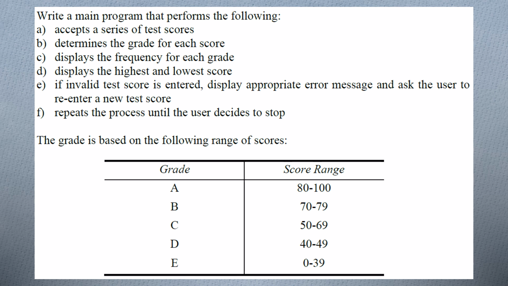So we have the range of scores and also the grade shown in this table. For example, if the score is in between this range, if the score is 85, so the grade for that score is A.